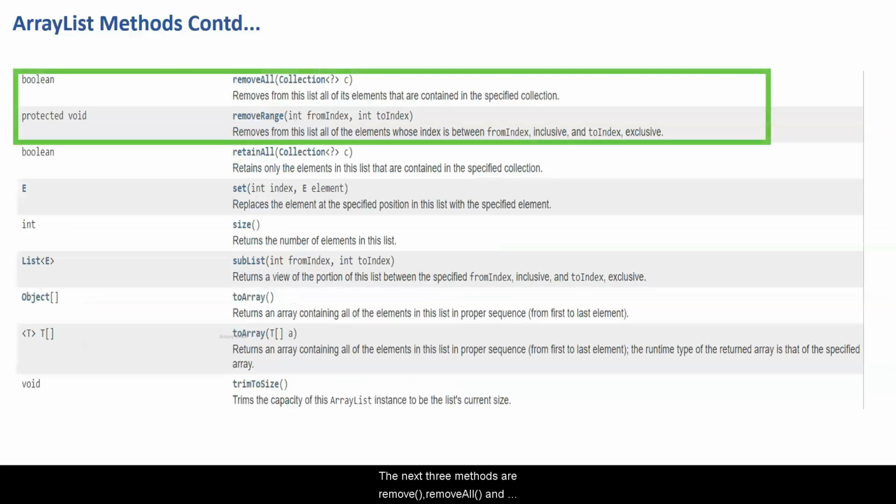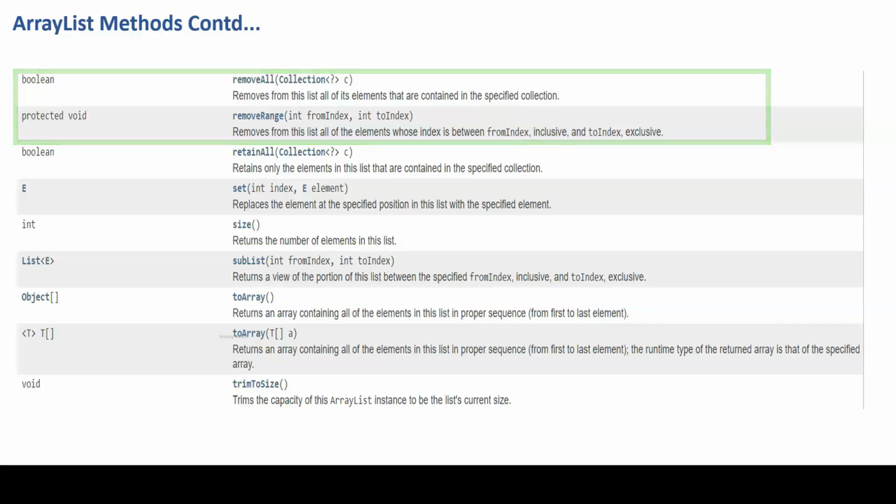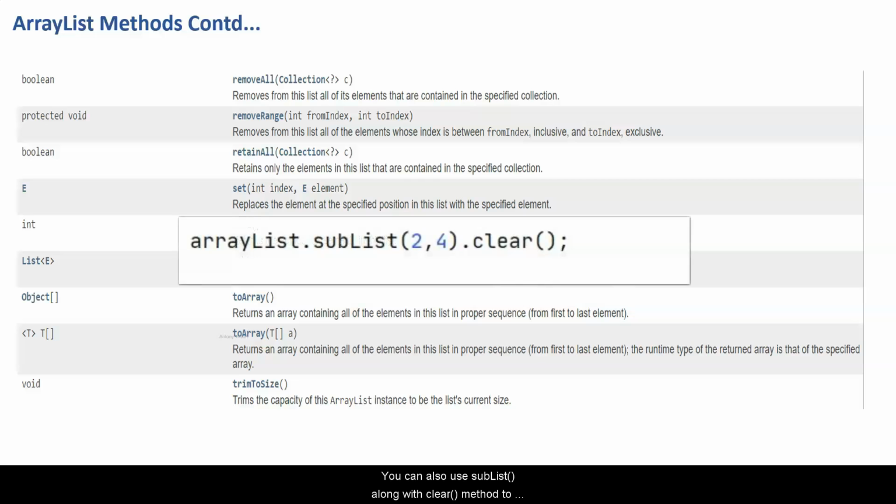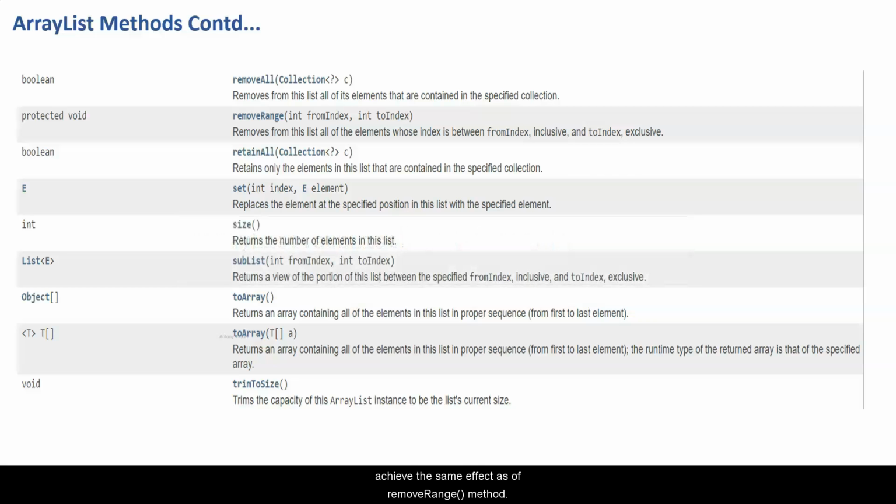The next three methods are remove, removeAll, and removeRange. The remove method removes an element from the list. The removeAll method removes all elements from the list which are contained in the specified collection. removeRange removes data between a range. You can also use subList along with the clear method to achieve the same effect as the removeRange method.